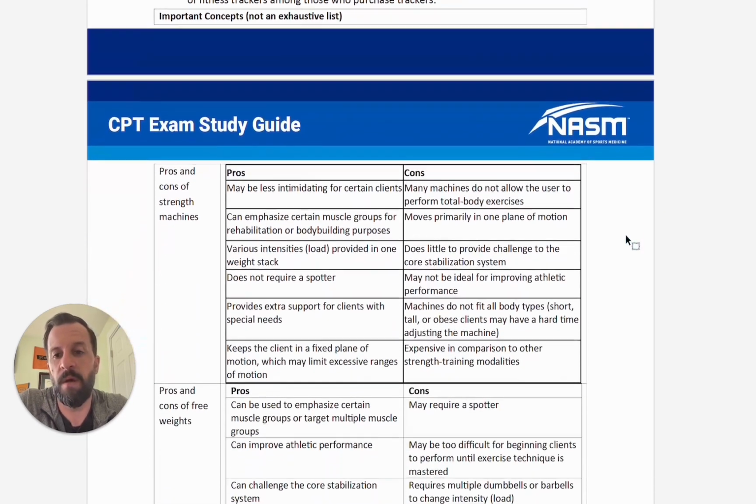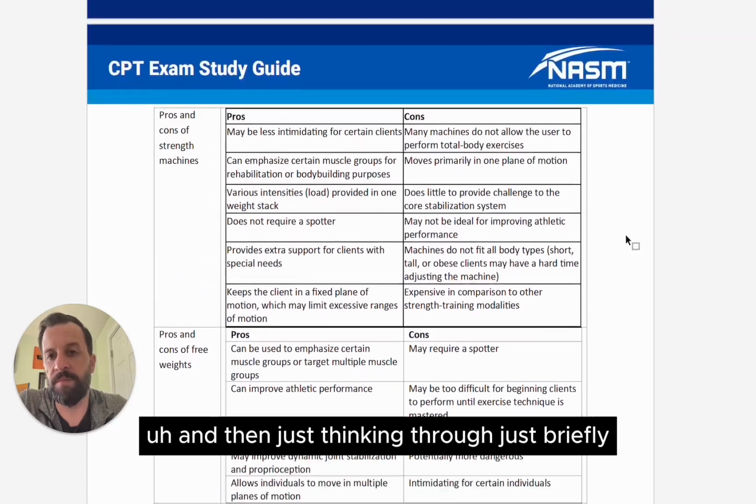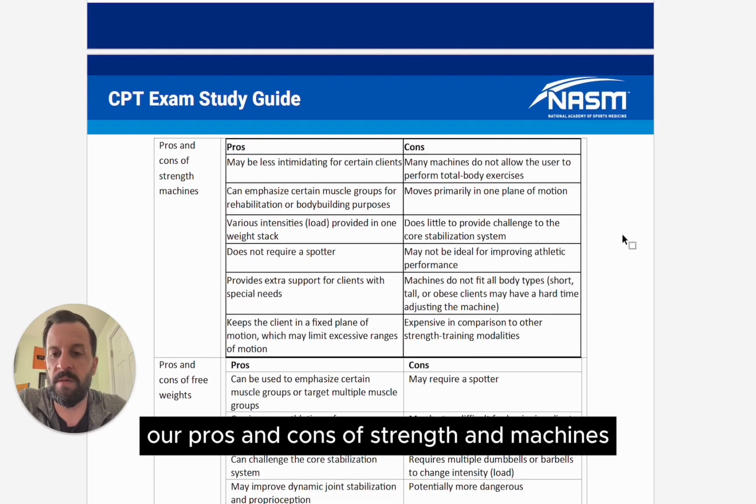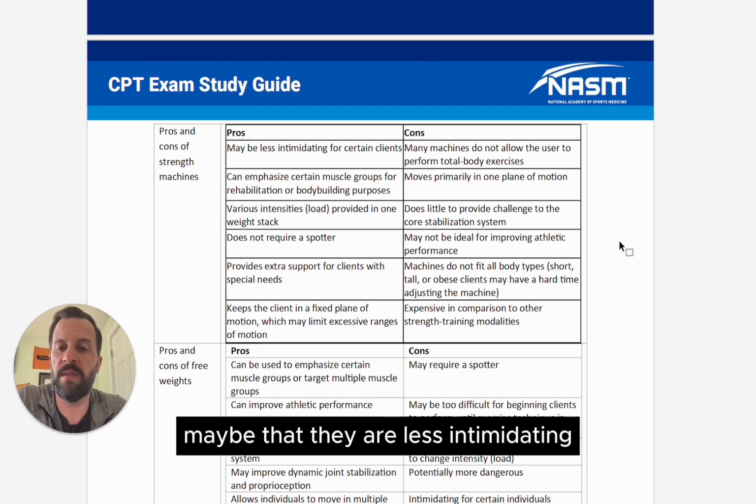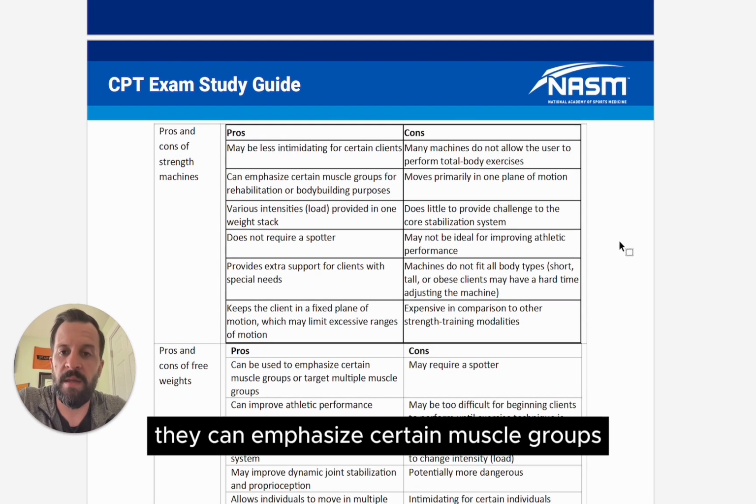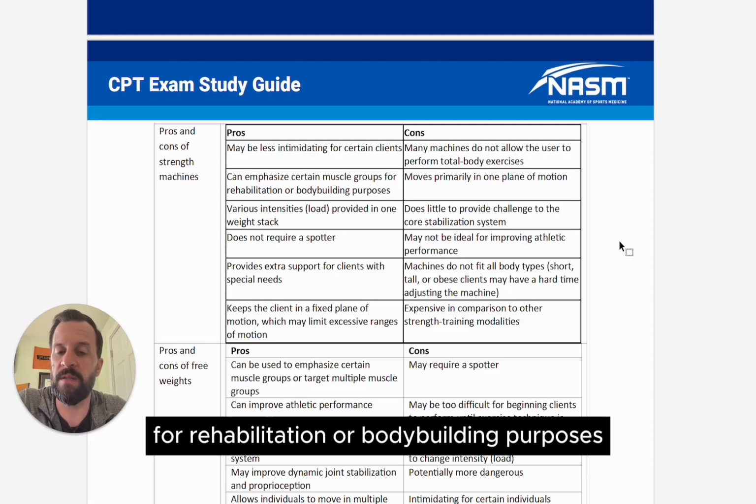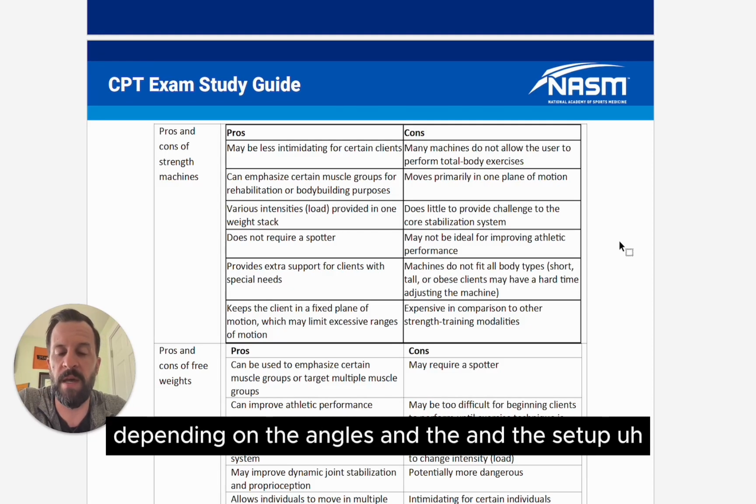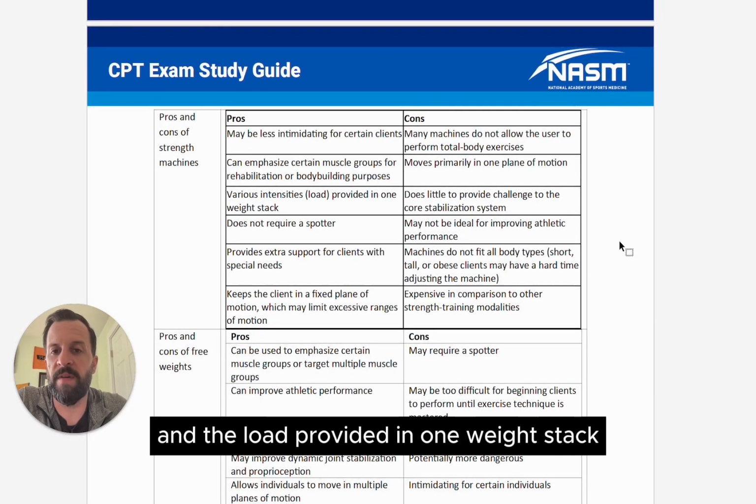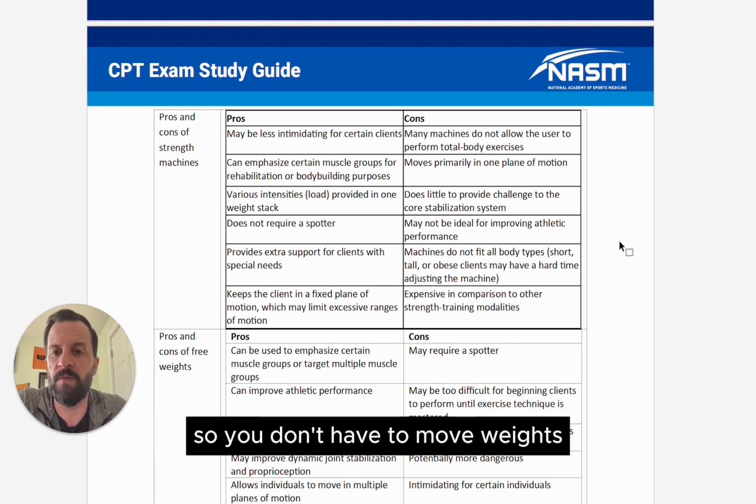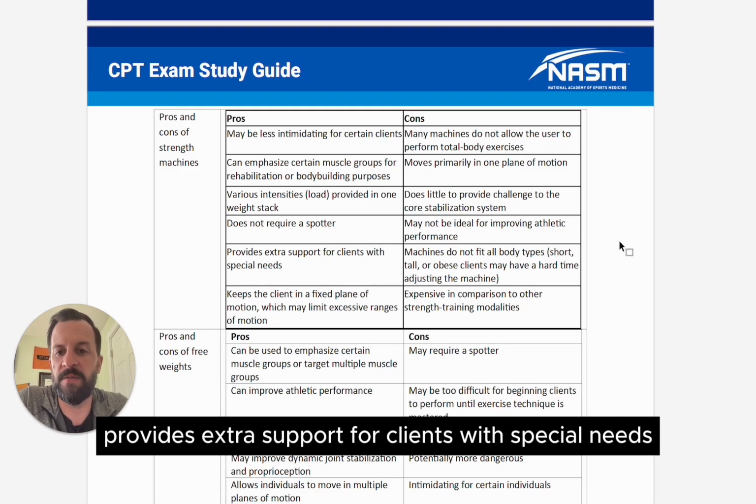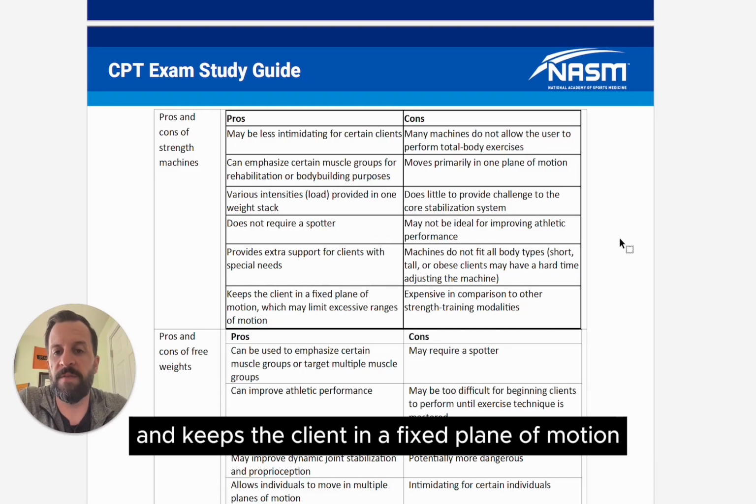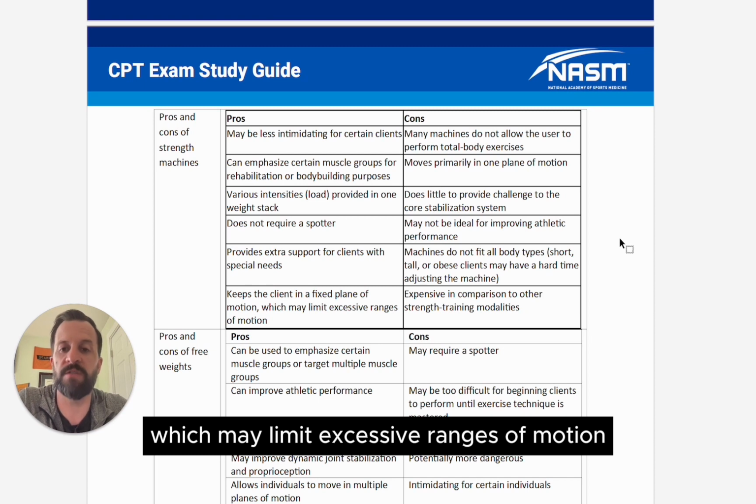And then just thinking through briefly the pros and cons of strength machines versus the pros and cons of free weights. Some of the pros for a strength machine may be that they are less intimidating for certain clients. They can emphasize certain muscle groups for rehabilitation or bodybuilding purposes, depending on the angles and the setup. There are various intensities, and the load provided in one weight stack, so you don't have to move weights. Does not require a spotter, provides extra support for clients with special needs, and keeps the client in a fixed plane of motion, which may limit excessive ranges of motion.